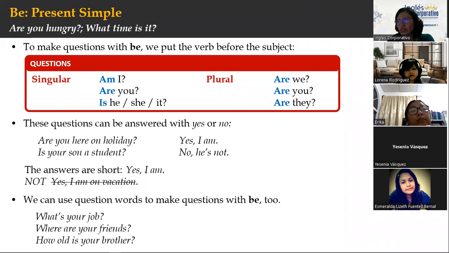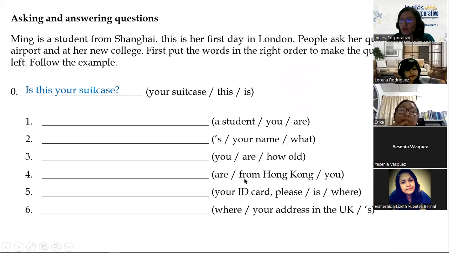We can use question words to make questions with be, right? Too, that as the example, right? What's your job? Where are your friends? And how old is your brother? Or the questions that we just answered from the conversation, right? So, asking and answering questions. Min is a student from Shanghai, and this is her first date in London. So people ask her questions at the airport and at her new college, right? First, put the words in the right order to make the questions on the left. Follow the example. So here, guys, you have to unscramble the words, right?